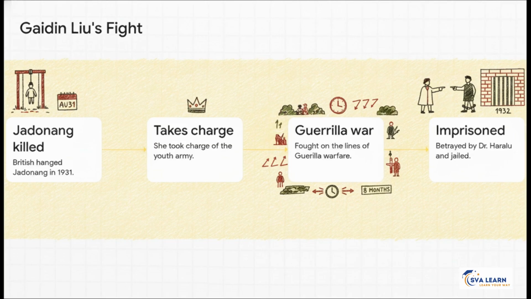In just 8 months, she has the British completely taken aback, with entire villages secretly cooperating with her. And finally, Step 4. She is tragically betrayed. A traitor named Dr. Haralu gave her location to a British officer named MacDonald. She was imprisoned in 1932 and remained in that jail until India finally won its freedom.